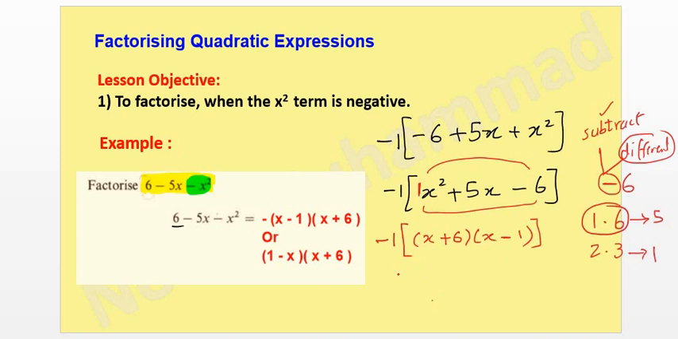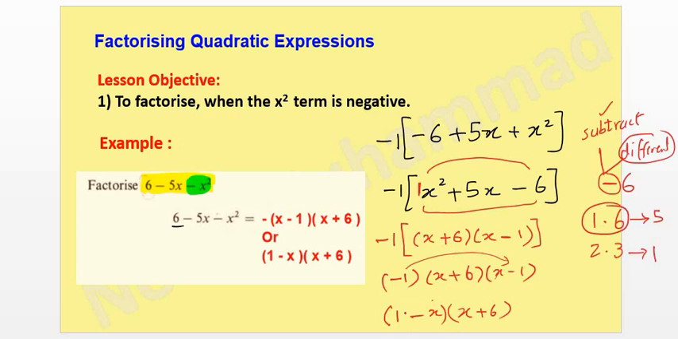Now again, there are 2 ways to write your answer. The first way is, let's keep this -1 outside and write x plus 6 and x minus 1. This is one way. The other way is, if I keep x plus 6 separate, because both of its terms are positive, and I multiply this -1 here, then again the positive will change into negative, and negative will change into positive. Means this one will become positive, and this x will become -x.